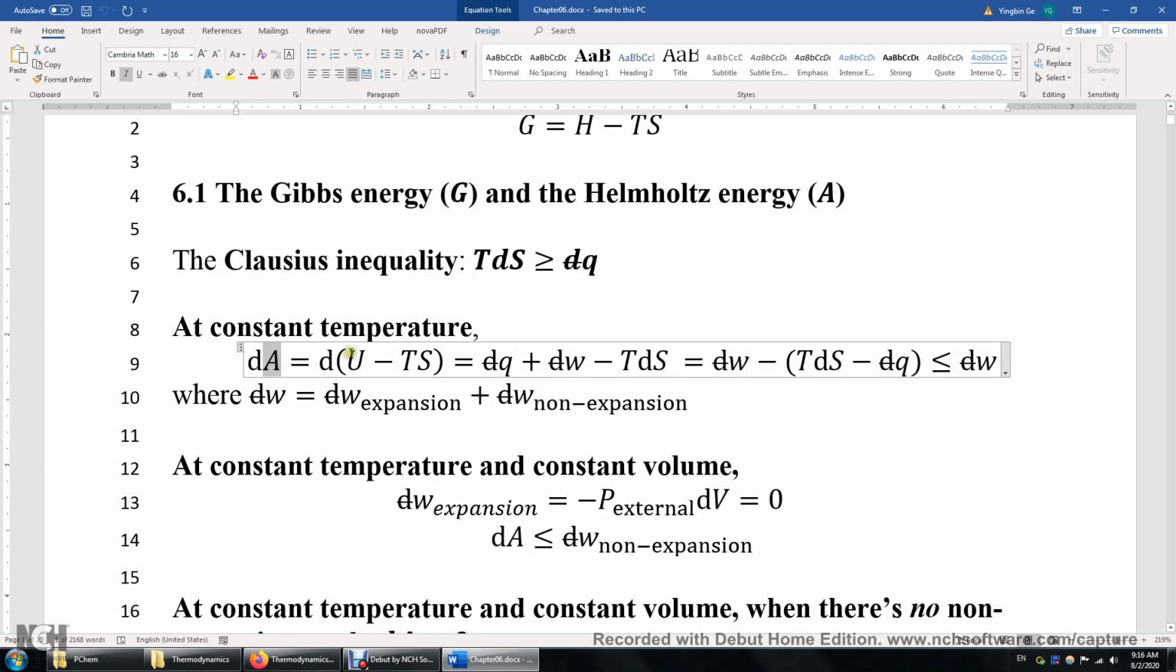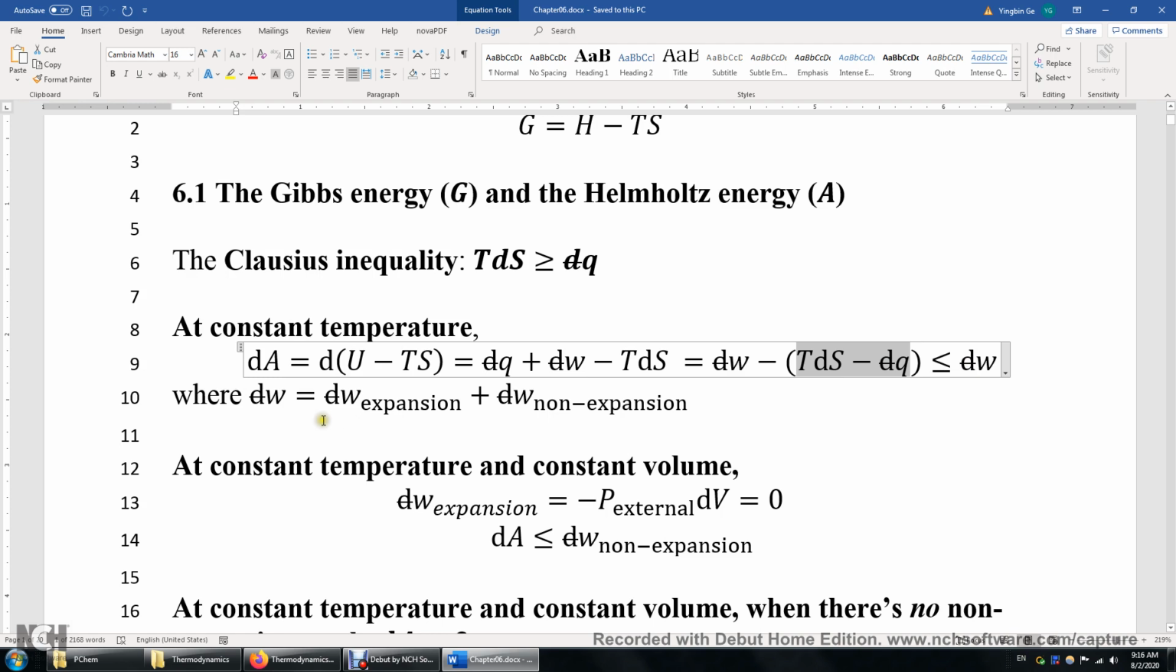A is U minus TS. That's the definition of the Helmholtz energy. So dA is equal to dU minus d(TS). dU is dq plus dw. So we expand dU in this way. And then we combine this dq and TdS. So we have dw minus this thing. And because TdS is always greater than or equal to dq over here, then we can tell dA is always less than or equal to dw.